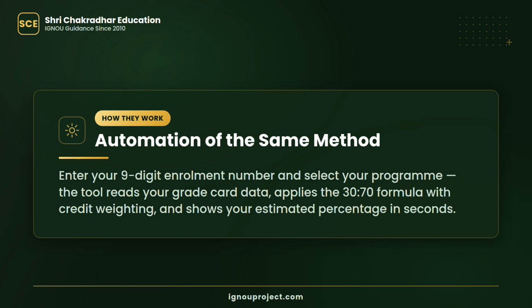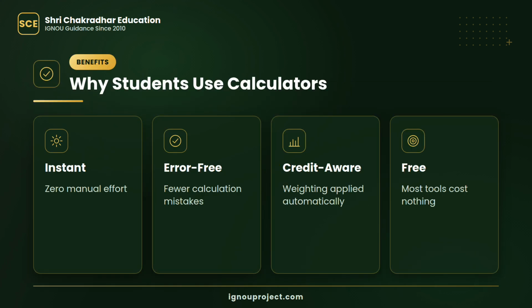Now let us talk about online IGNOU percentage calculators. Online calculators automate the whole method. You typically enter your 9-digit enrollment number and select your program. The tool reads your grade card data, applies the 30/70 formula with credit weighting, and shows your estimated overall percentage in seconds. The benefits are clear. Instant results with zero manual effort. Fewer calculation errors. Correct credit weighting applied automatically. And most tools are completely free.